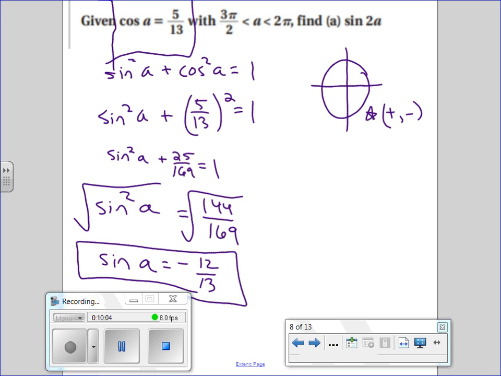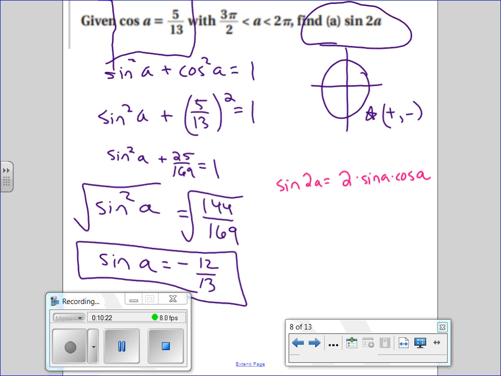So here's what I need to do. I need to find cosine 2A. So we need a double angle formula. What double angle formula do we need? 2 sine A cosine A is what the formula is, I believe. Check me on that. Going off my memory.